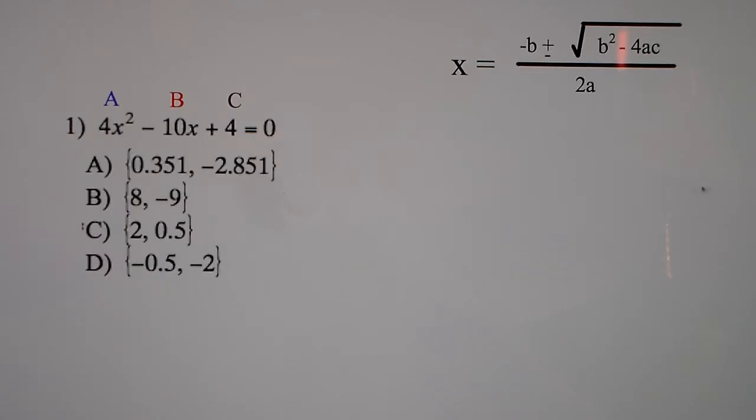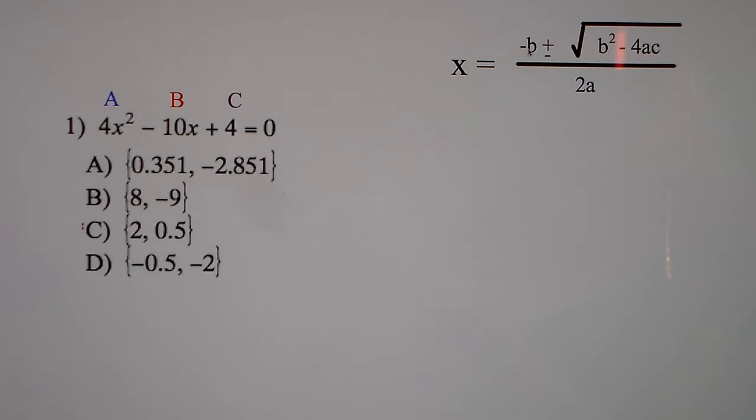So let's do a problem together here. Got the formula up here in the top right. Here in problem number 1, we have 4x squared minus 10x plus 4 equals 0. So this is a quadratic equation in standard form, meaning that the x squared comes first, then the x, then the number without the x. So we have an A, a B, and a C. A is positive 4, B is negative 10, and C is positive 4. And I label them A, B, and C just for reference.